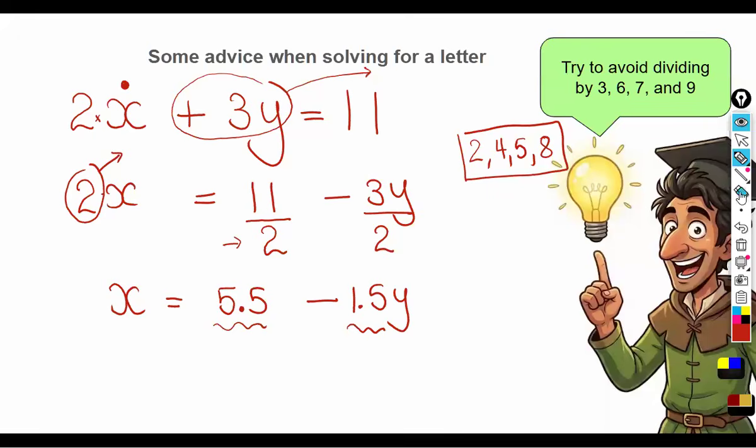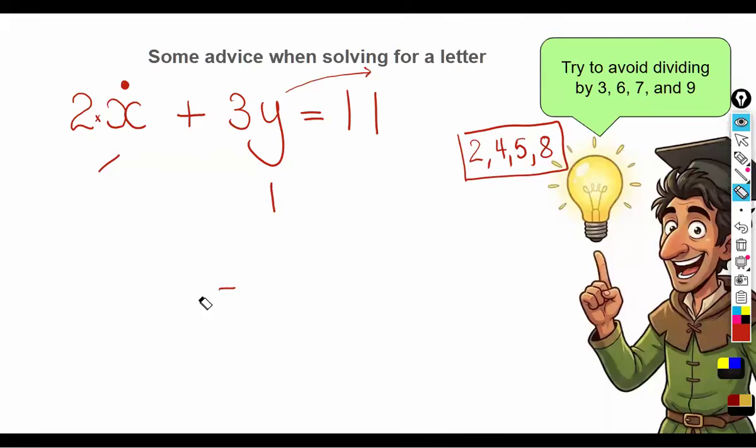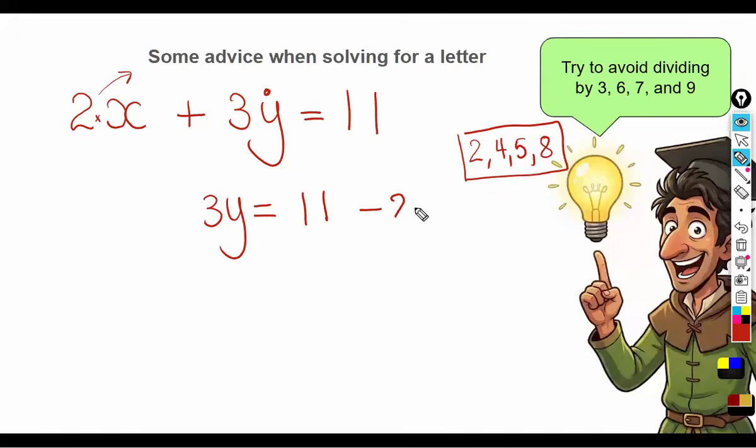So what would happen if somebody else, say if somebody now joined class, and I give them the option of making X the subject or Y the subject, and they say, all right, I'm going to make Y the subject. What's going to happen in this case is that you're going to end up throwing across the 2x first. So you have 3y, you have 11 here, you throw across the positive 2x, you get minus 2x. And then you have to throw across the 3, which means you have to divide everyone here by 3.